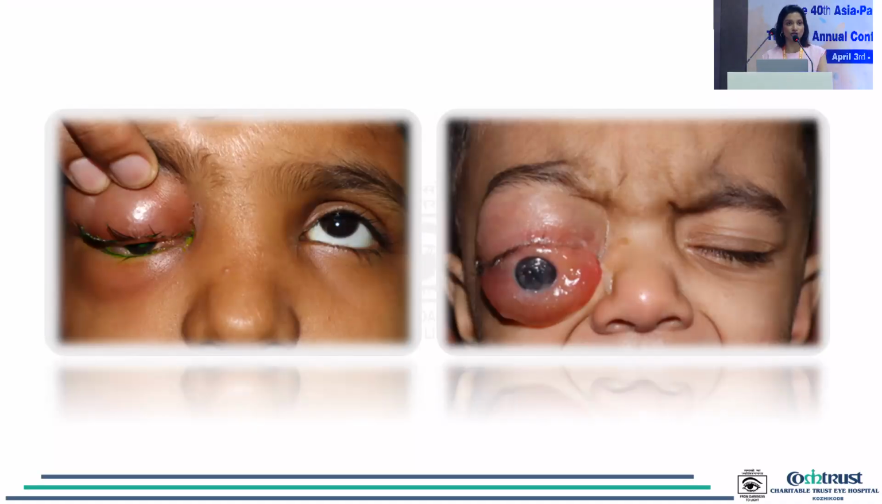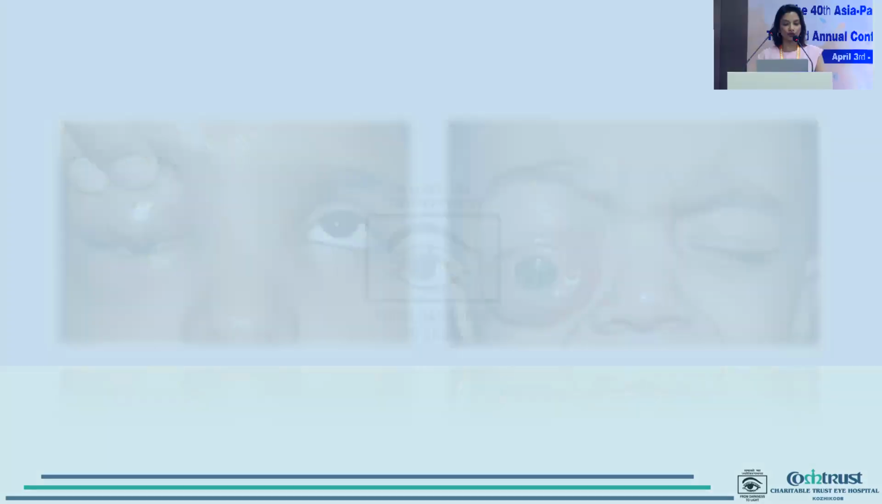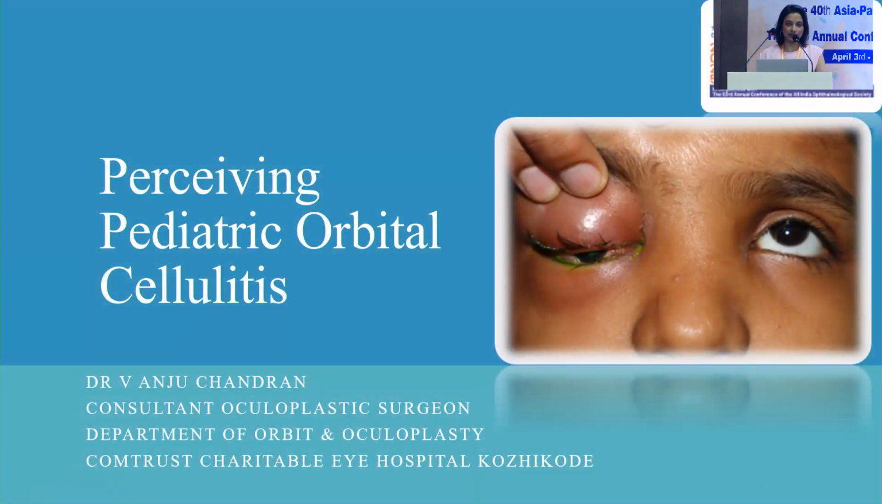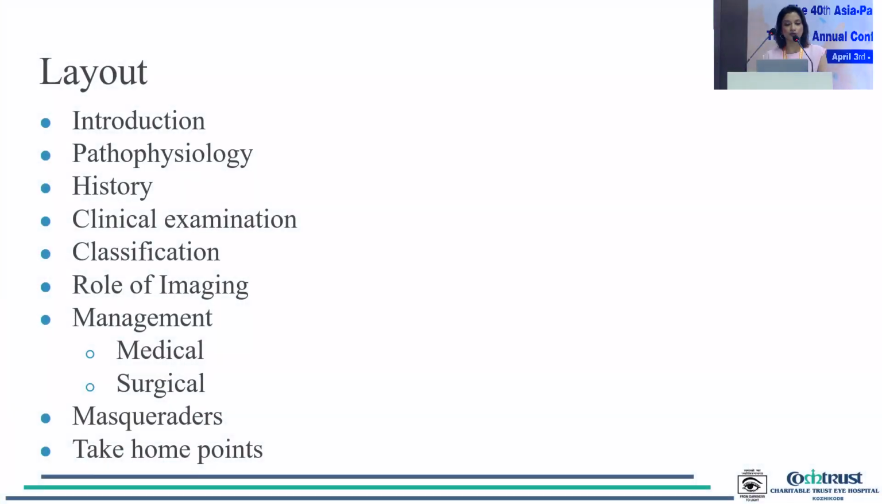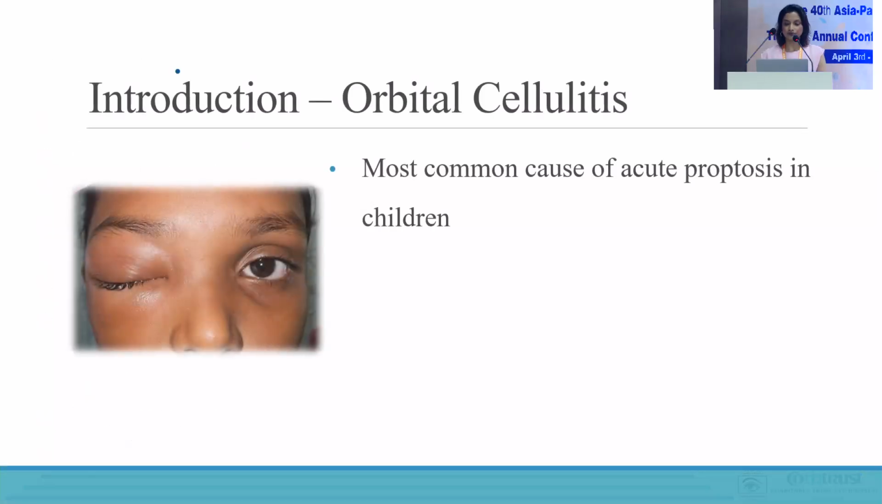Today I'll be talking about one of the emergencies in ophthalmology. You can see the images of two children in this with almost similar presentation, but the focus today would be on orbital cellulitis in children. This is one of the most common causes of acute proptosis in children. I'll be taking you through this today.